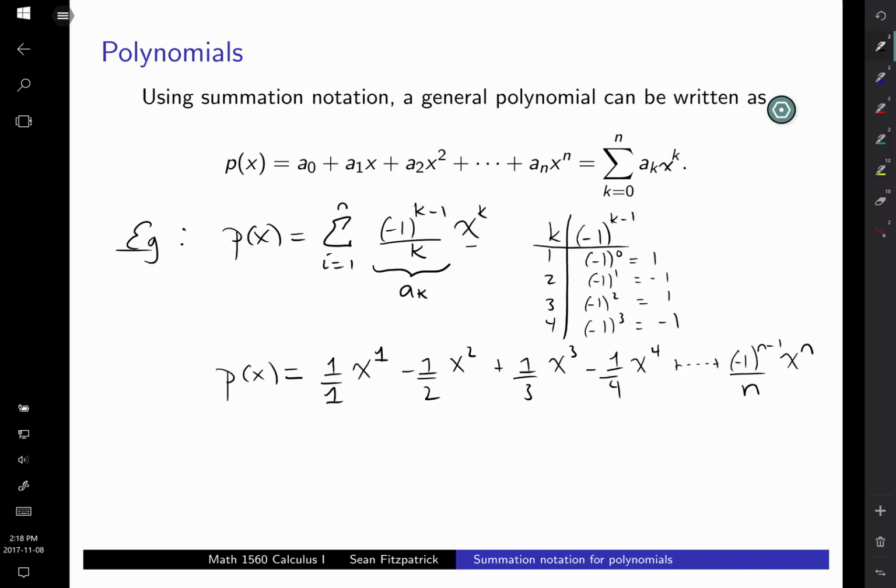Alright, so we're going to stop here, and in the next video we are going to introduce Maclaurin polynomials, which is a special case of Taylor polynomials, which is the general topic of this section.